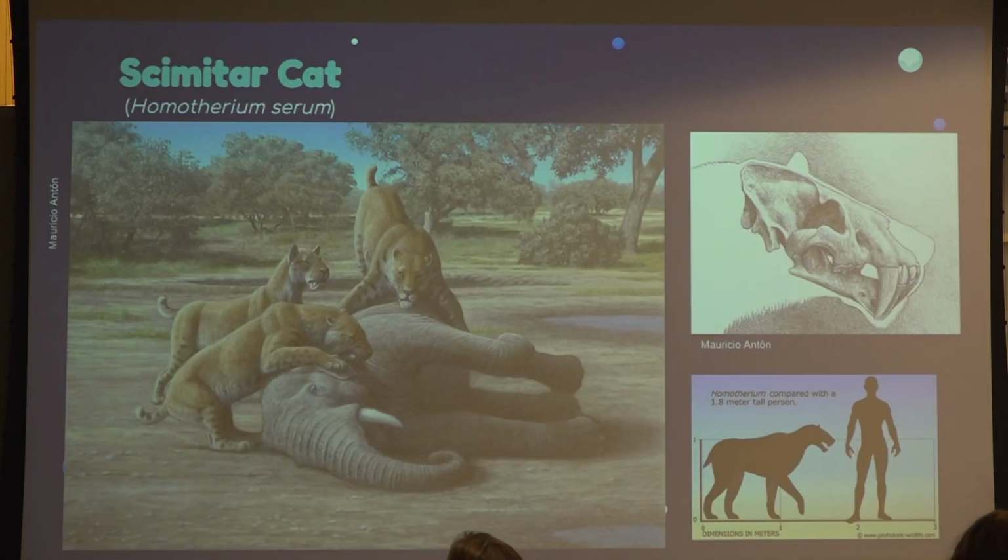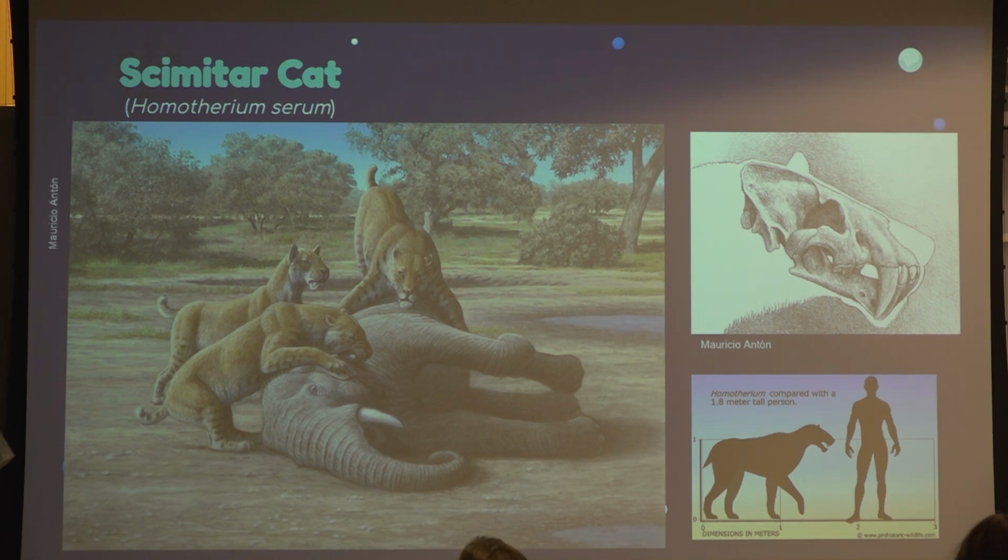We also had the Scimitar Cat. So unfortunately, the famous Smilodon, the saber-toothed cat, never made it this far north. They liked it much warmer, farther south. But this guy, Homotherium, did spread out. This is the most widespread long-toothed cat that ever lived.